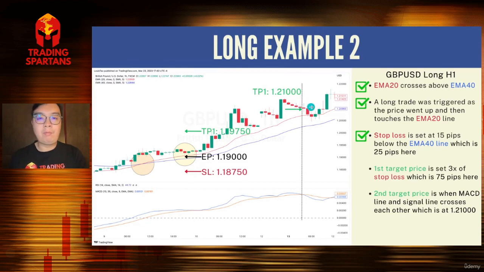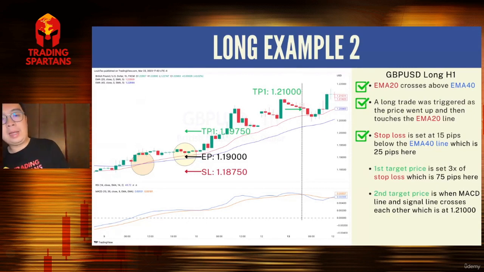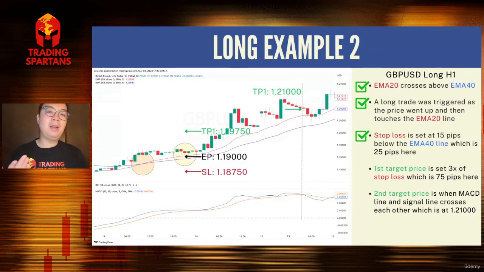So all in all, I profit 200 pips from the initial potential 75 pips only, because I ride it as far as I could. But of course, price might move up a lot higher, but what we can do is enter another long if we want to, okay? Because the first criteria has been hit, which is the EMA 20 crosses above EMA 40. So every time price touches the EMA 20 line again is an opportunity to go for another long. It doesn't mean that you go for a long here and you close it at your TP2 and it's done.